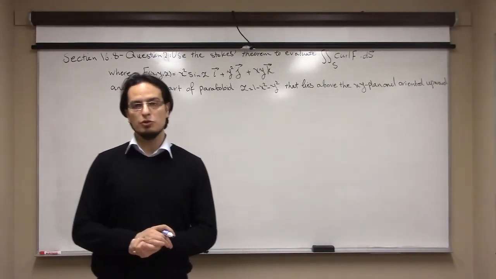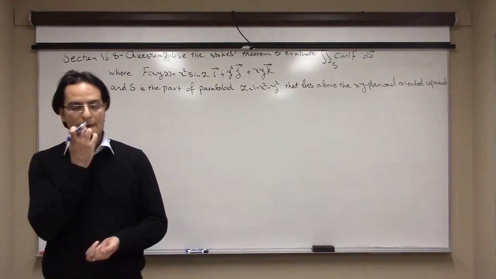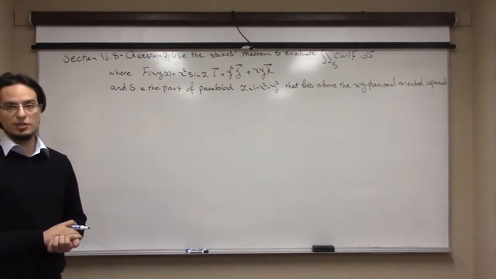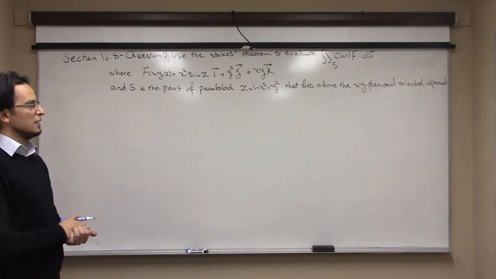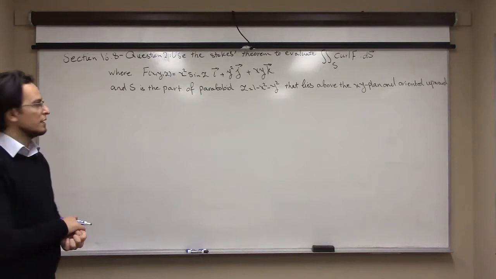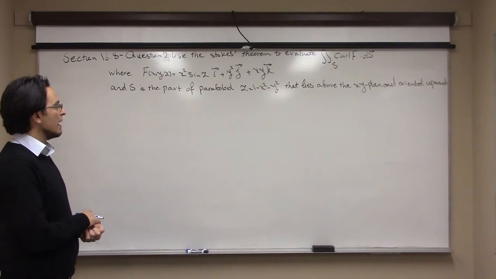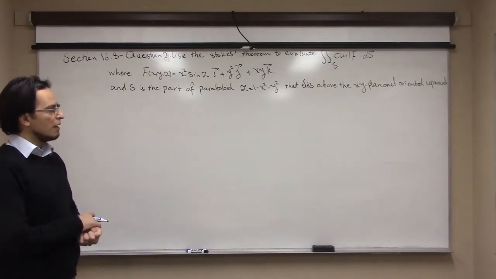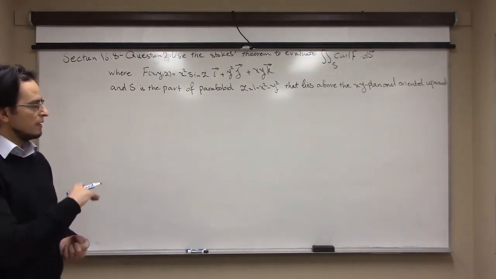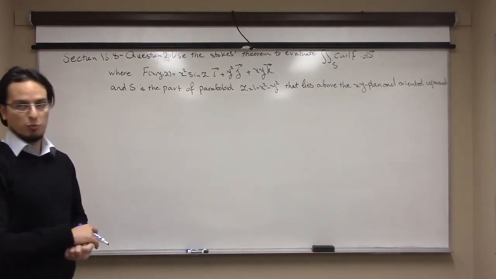In this video, I'm going to do question 2 from section 16.8. The question asks to use the Stokes theorem to evaluate the surface integral of curl of F dS, where the vector field is given here: x squared sine z, y squared, and xy. And the surface is part of the paraboloid z equals 1 minus x squared minus y squared that lies above the xy plane. And it is oriented upward.